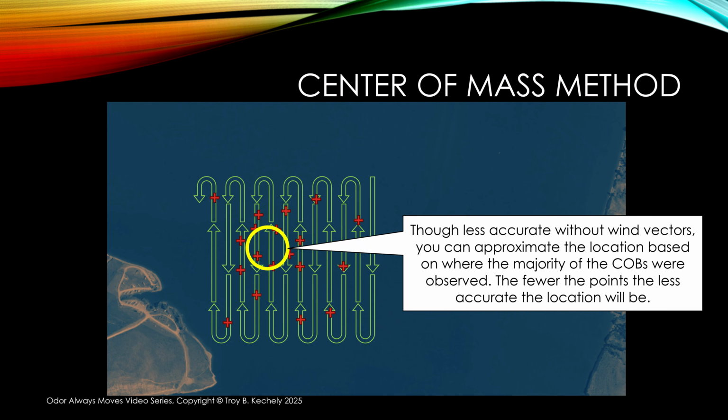But remember, without those wind vectors, it's just not as accurate. So this is kind of the fallback worst case scenario. But the bottom line is the center of mass method can work, but you just got to have more points. If you don't have a lot of points and you don't have a lot of indications, that's a problem. But keep in mind, this data can be collected over several days. So if you correlate all of those data points collected over multiple days, you'll start seeing a pattern develop. And that's where the center of mass point comes into play.